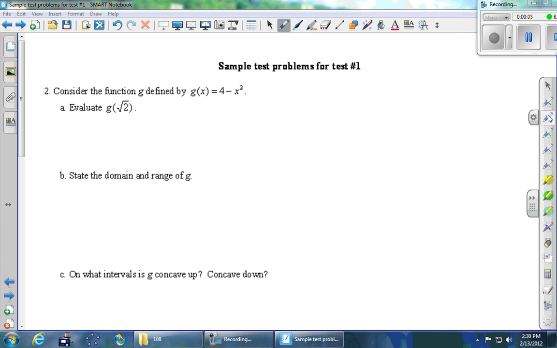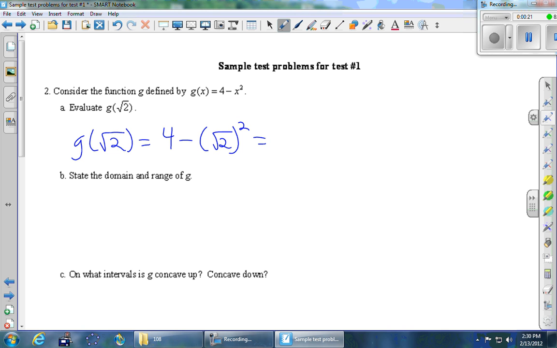This is problem number 2 on the sample test problems for test number 1. Consider the function g defined by g of x equals 4 minus x squared. A, evaluate g of the square root of 2. So we plug square root of 2 in for x. Square root of 2 squared is just 2. 4 minus 2 is 2.